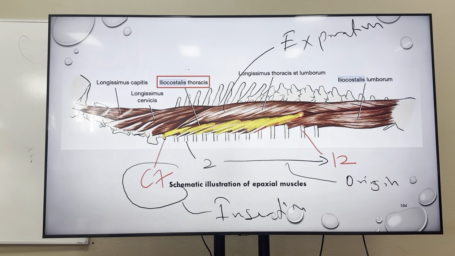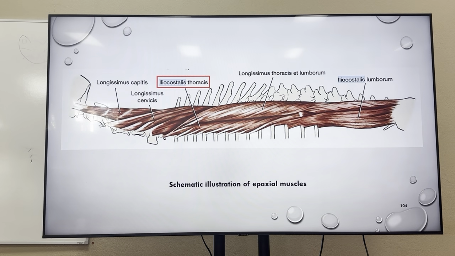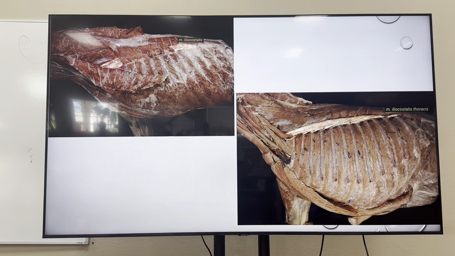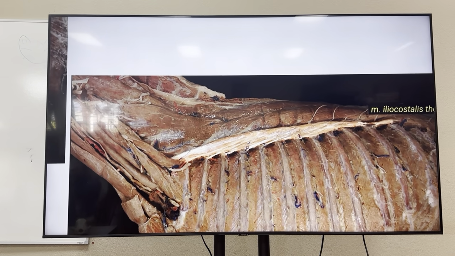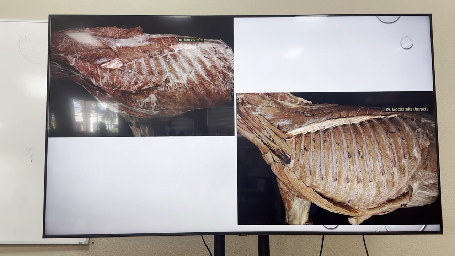And it is innervated by dorsal branches of the thoracic spinal nerves. So these are pictures of... Sorry, did you say that was expiration or inspiration? Expiration. When it contracts, it pulls the ribs caudally towards the body, thereby aiding in expiration.